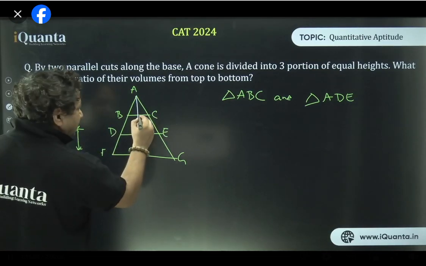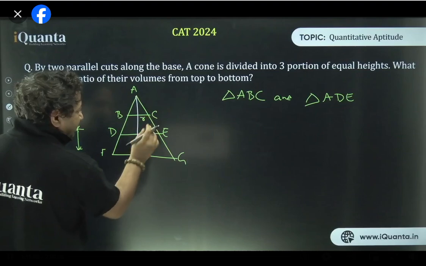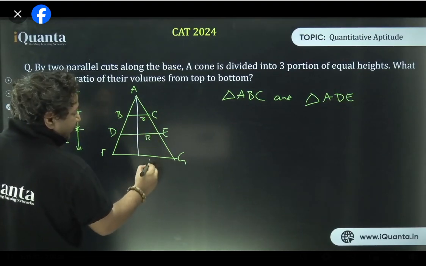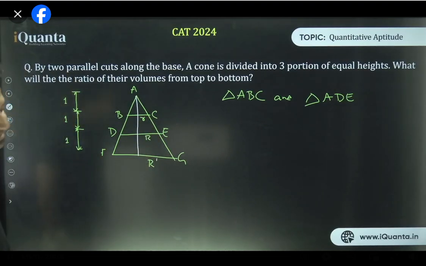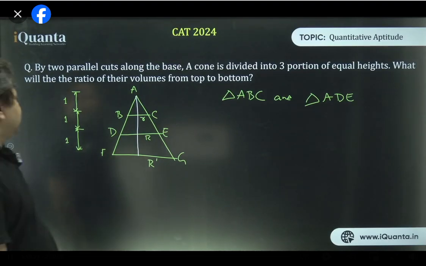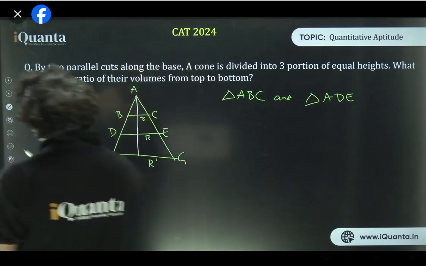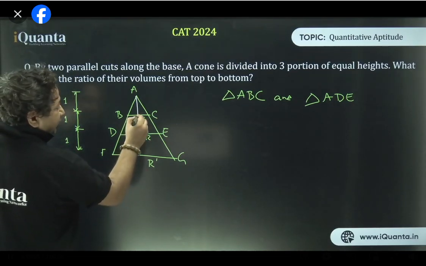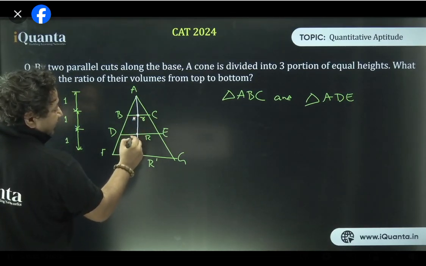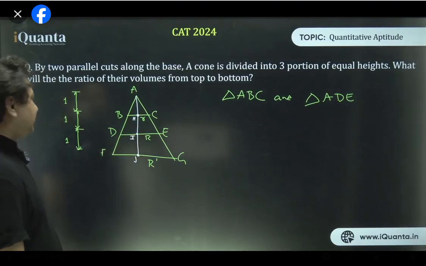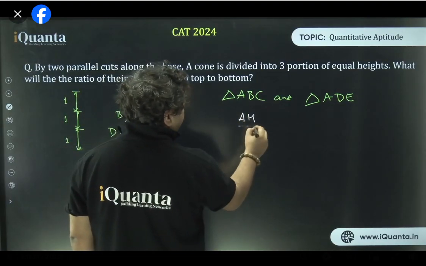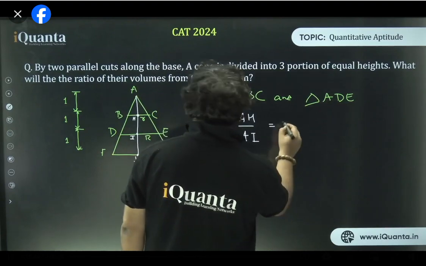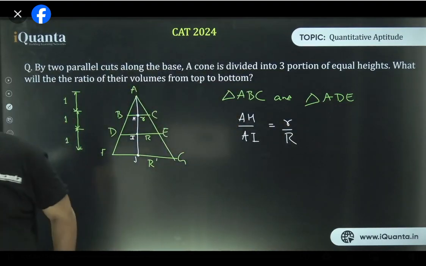तो मैं इसको मान लेता हूँ this radius to be small r, this to be capital R, and this whole to be R dash. Okay, so I'm considering first two triangles, that is ABC and ADE. Also, if I assume this point to be H, this point to be I, and this point to be J, tell me something. Can I say AH upon AI is equal to r upon capital R, yes or no?